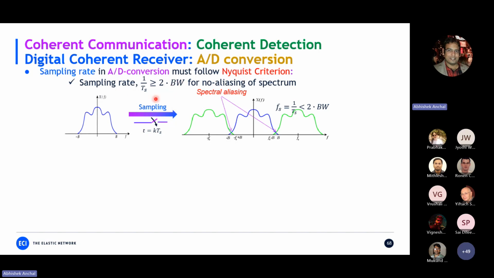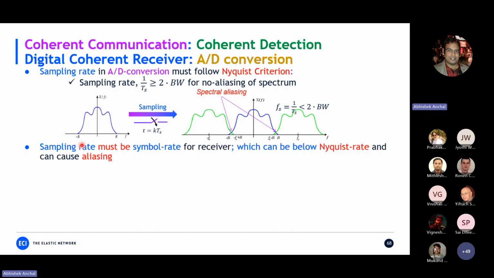Now remember that we need to sample at the symbol duration. The 1 by symbol duration is your symbol rate, and the symbol rate is equivalent to the bandwidth of the signal. So the Nyquist criterion asks us to sample at a minimum of twice the bandwidth, but because of the symbol rate, we sample at the bandwidth. So it can cause aliasing, and how do we recover from it?